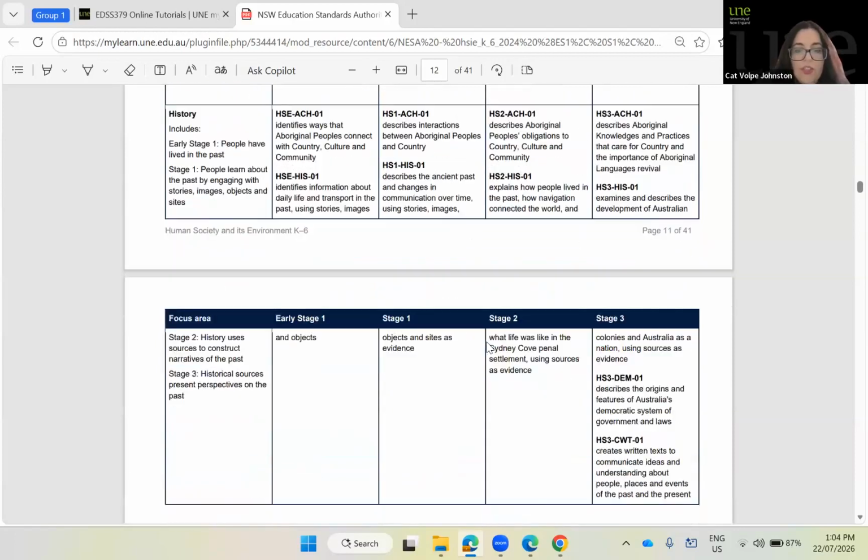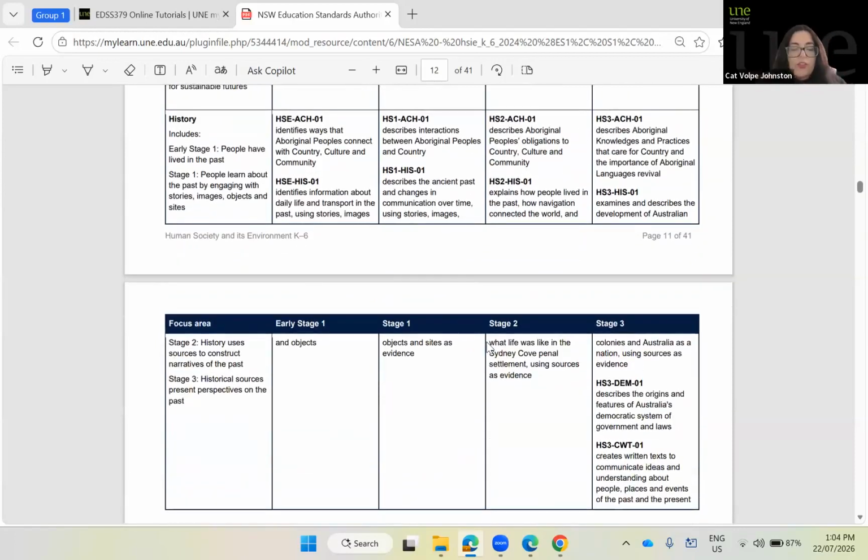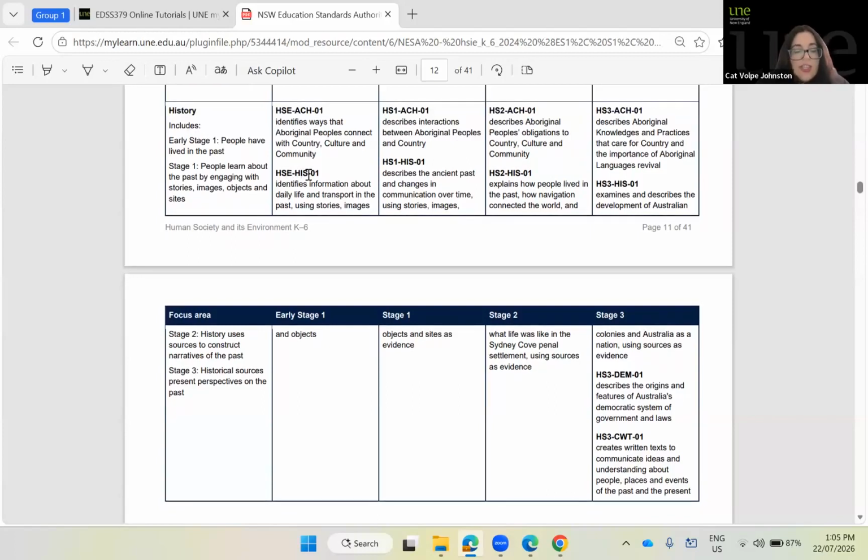Moving on to history, a little bit more here. We were talking about the additional outcomes. This is where they're situated. In history, again, we've got the 4 units of work, which we'll look at a little bit more deeply shortly. Again, the E, the 1, the 2, the 3, indicating what stage we're looking at. The ACH, indicating that we're looking at the Aboriginal peoples, country, culture, etc. And then looking down here, we've got HIS to indicate history. And so we've got different outcomes. So let's look at these 4 outcomes here.